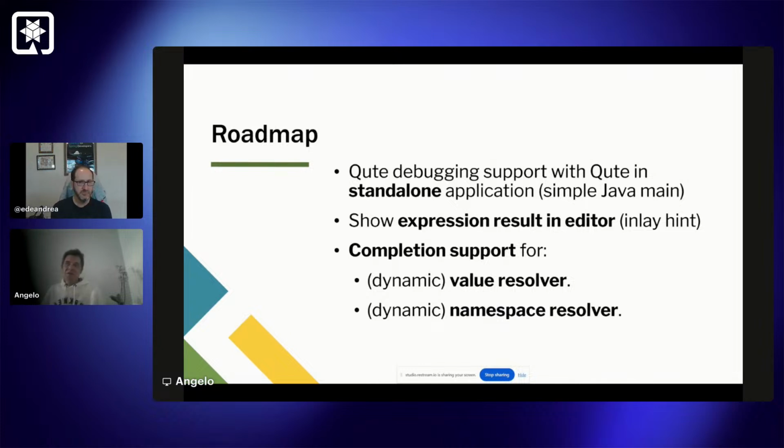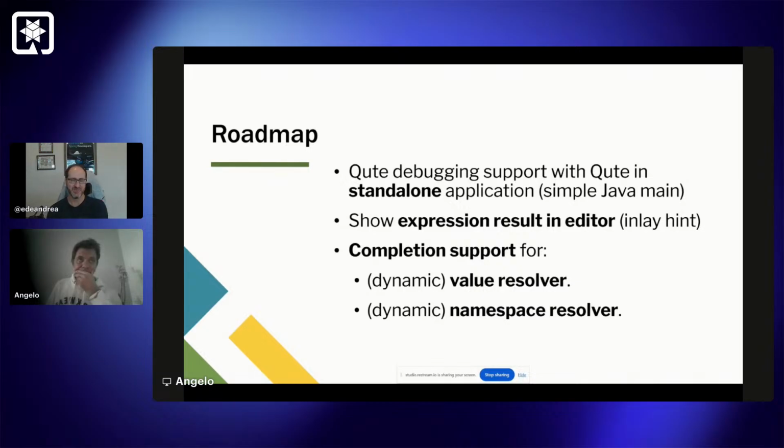And when you are editing an expression, you have completion. This completion is working with value resolver and namespace resolver, but not with the dynamic value resolver and namespace resolver. When I say dynamic, it means that in Qute you can add your own value resolver and namespace resolver with some annotation. For the moment, you have no completion about that. So I would like to manage this completion.